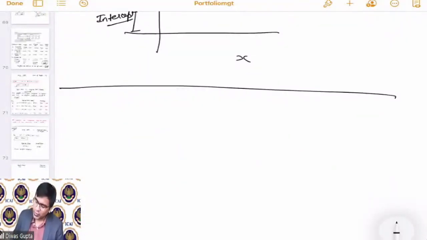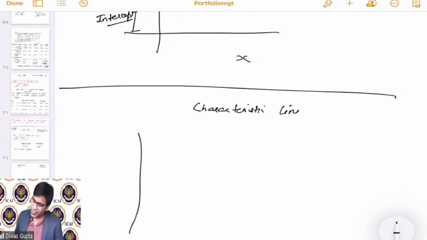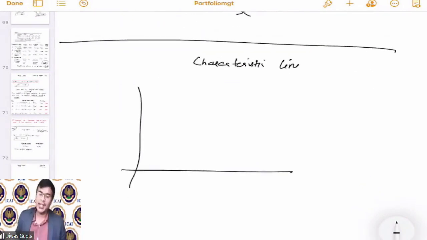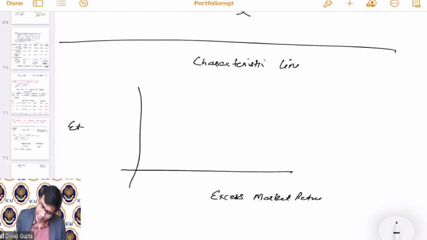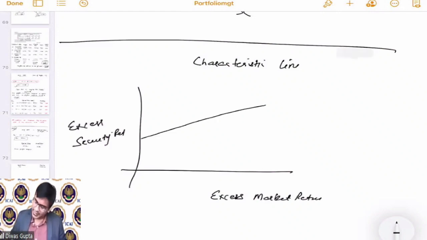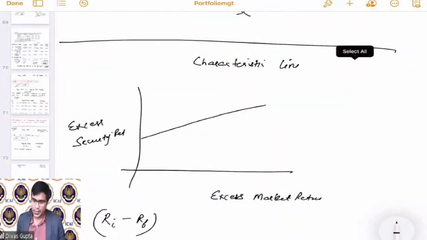Then there is one third line also, which is the security characteristic line, which actually measures the excess return on security and excess return on market. Here you will have excess market return and here you will have excess security return. Similarly the line will be like this, and the equation we can easily form here: Ri minus Rf, which is the excess security return, is equal to alpha plus beta times (Rm minus Rf).